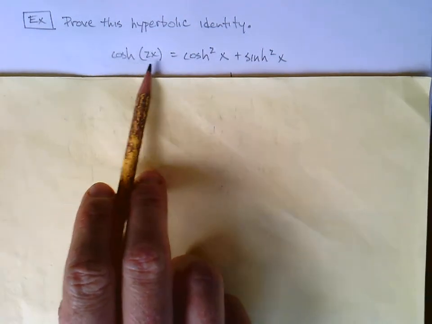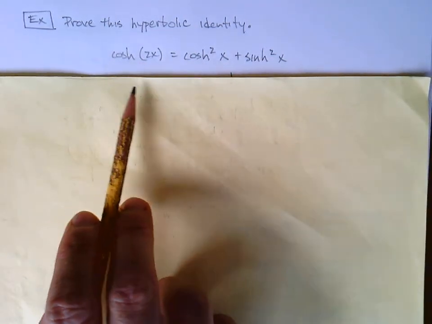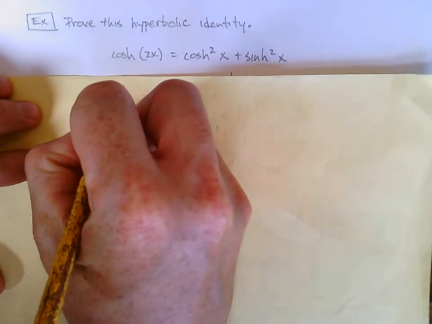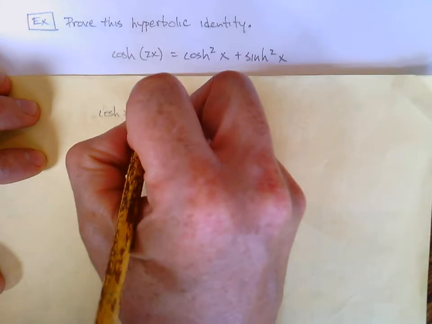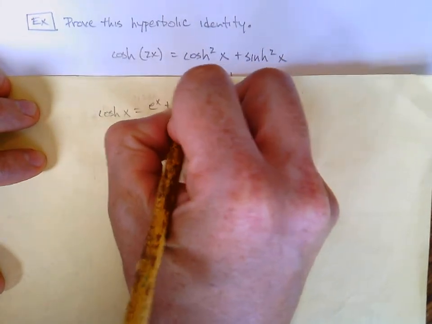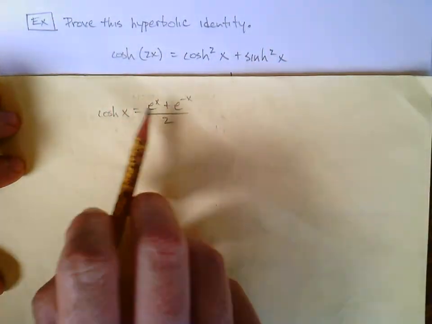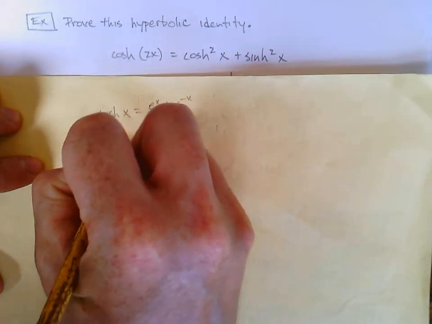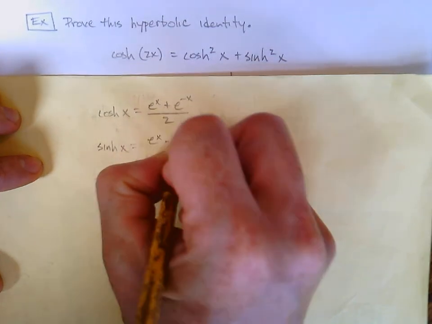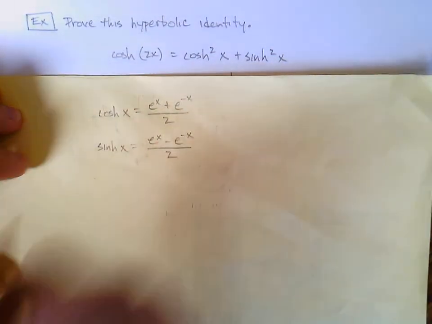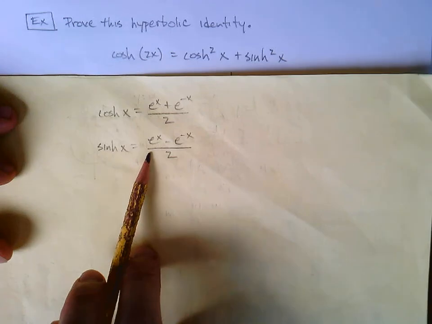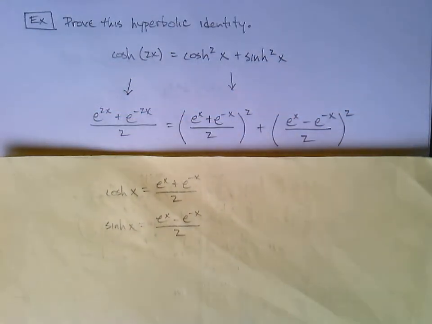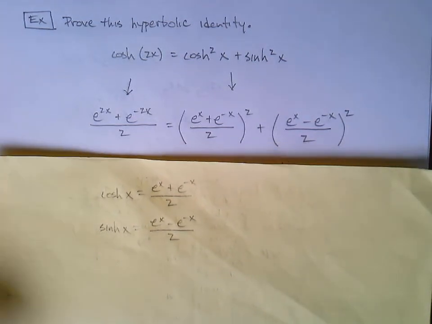I'm going to write both sides and rewrite them using their definitions. If you remember, cosh x was e to the x plus e to the negative x over 2, and we'll need that here. And sinh x is the same thing, but with a minus in between. So just using these definitions, let's rewrite these both. And I've done that here.